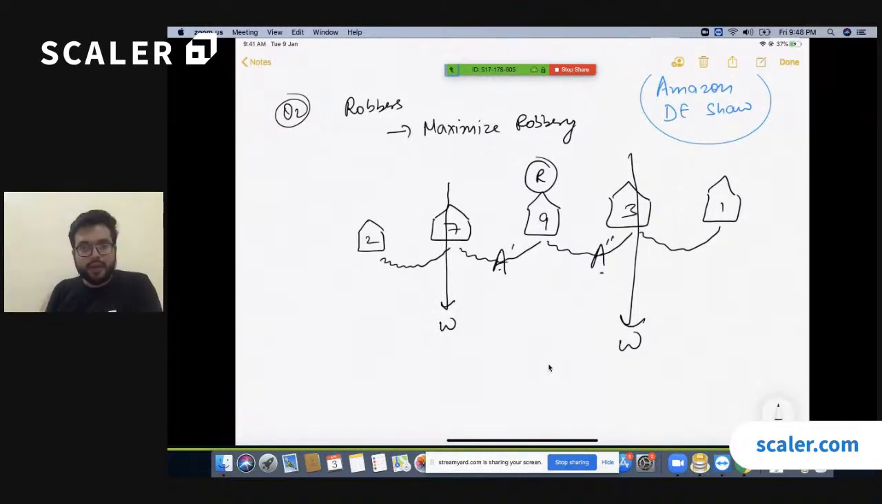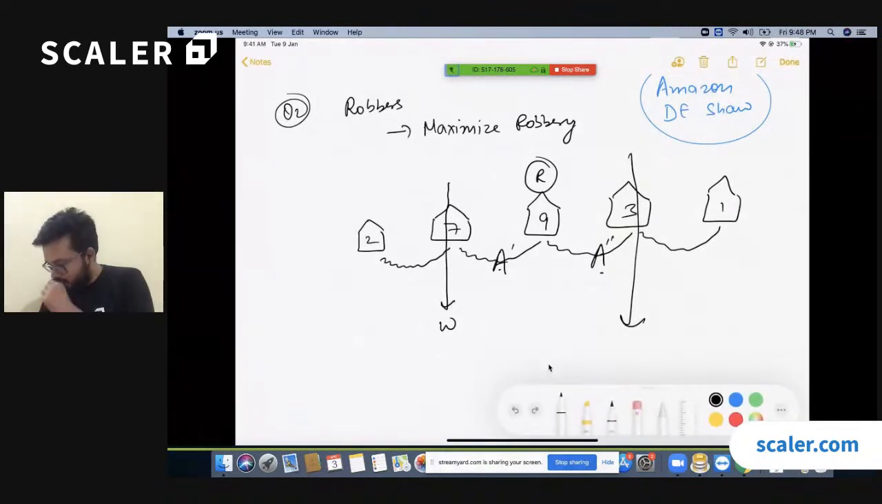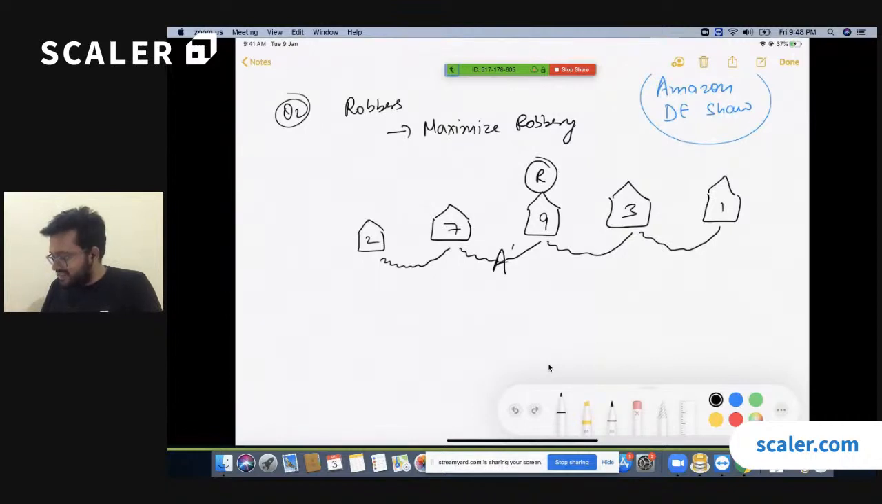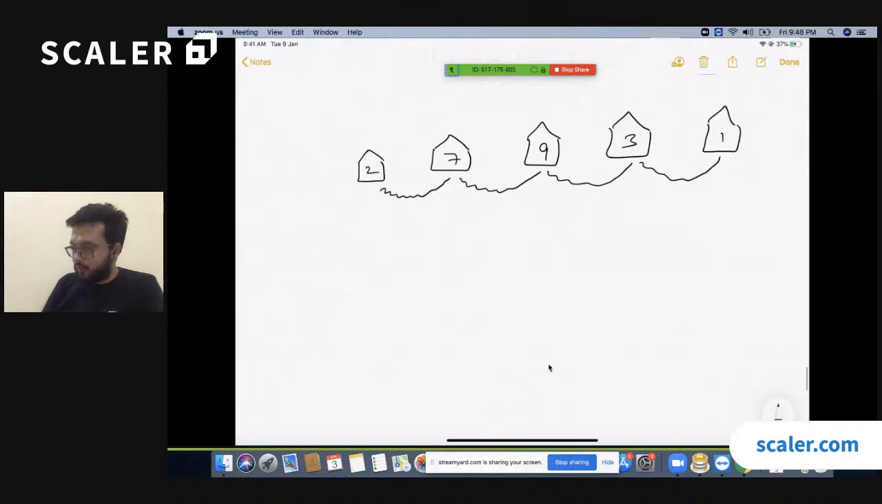This is the problem. How would we go about solving it? Okay, let me just remove the things that I just drew over this problem, and let's first of all see, can I actually come up with a greedy solution to this problem?